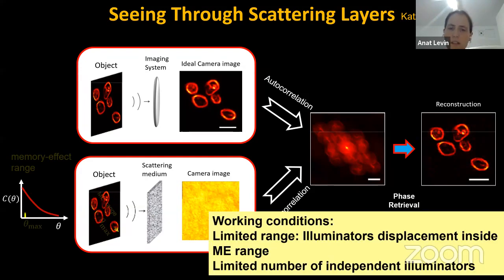One such issue is that usually the extent of the range of the object that it can recover is relatively small, because it relies on the memory effect. And as we said, the memory effect usually holds for relatively small angles. Therefore, since the object should be included inside the memory effect range, we can usually recover relatively small objects.